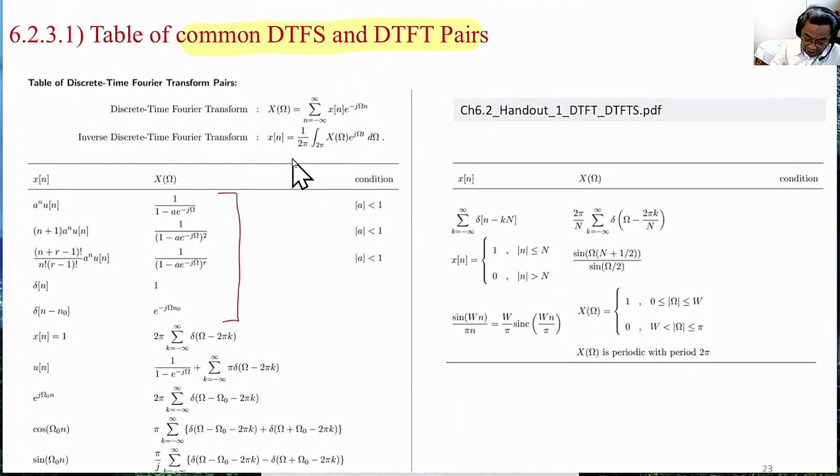Typically, a table will be given. A table will look like this. On the left, you have x[n], so here will be the time sequence. In the middle, X(omega) shows you the DTFT of this time sequence, and once in a while you have a condition. When this condition is true, then the DTFT exists.